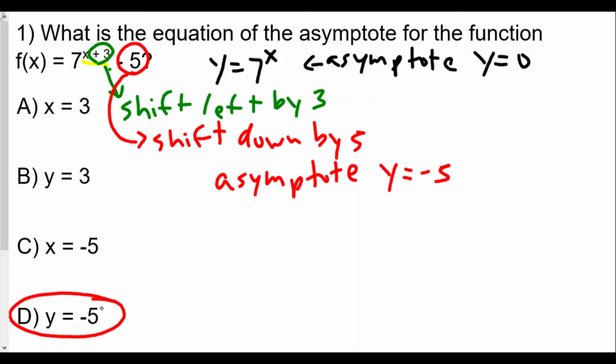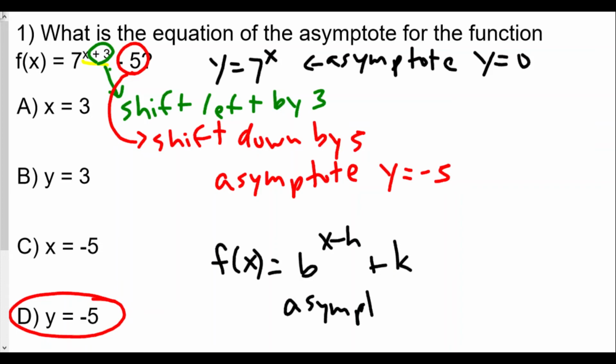All right. So one thing to keep in mind, if you have a function f of x equals b to the x minus h plus k, your asymptote will be y is equal to k. So whatever value it is. If k is a positive number, then y equals that positive number. If k is a negative number, then y equals that negative number. So that's how you find your asymptote. That's hopefully pretty straightforward to do. Okay, everybody?